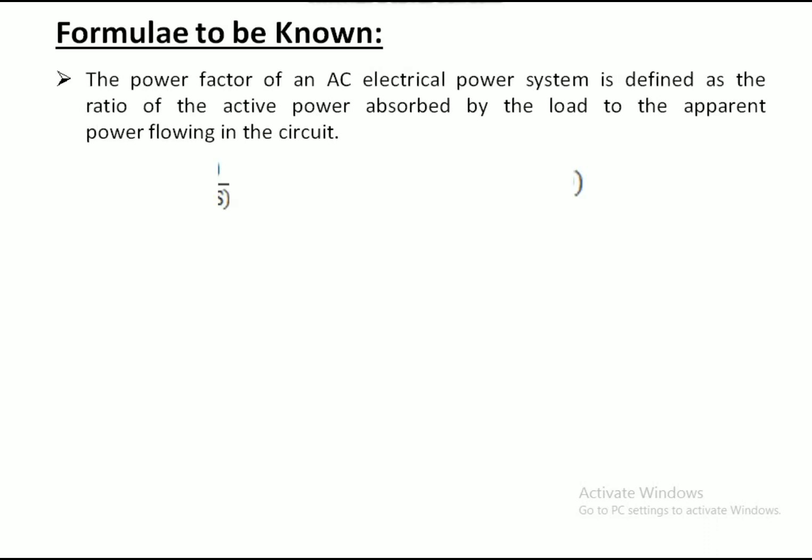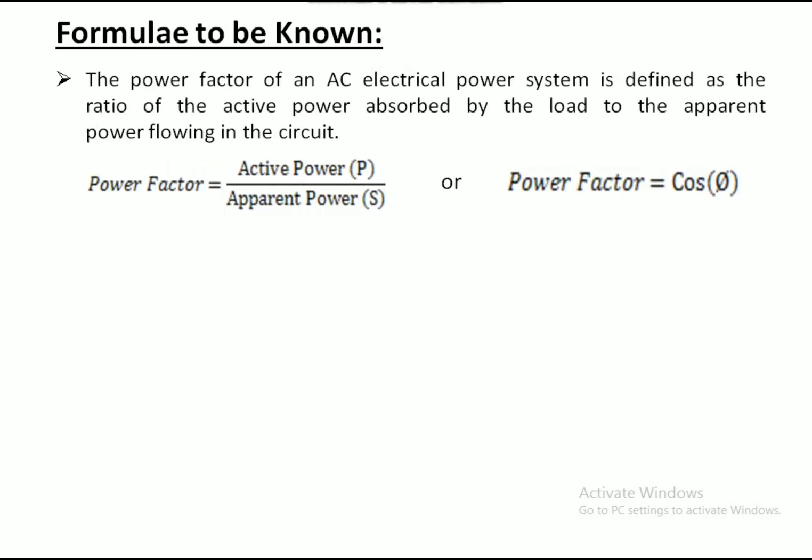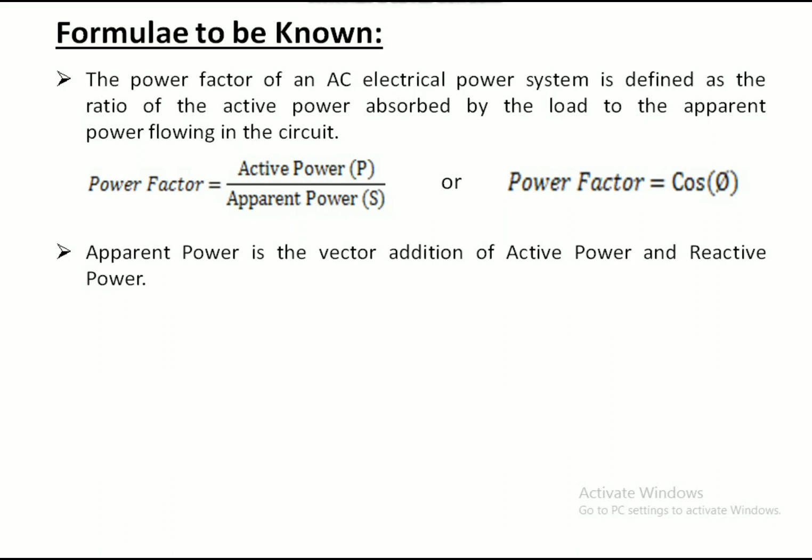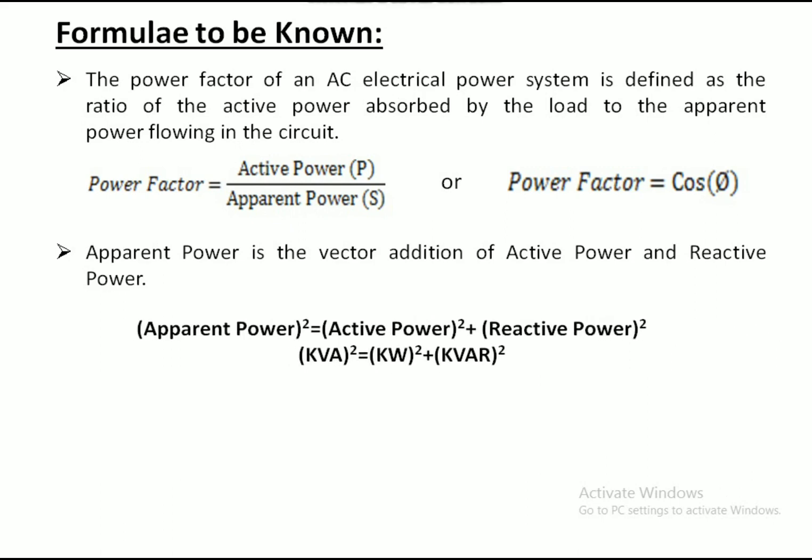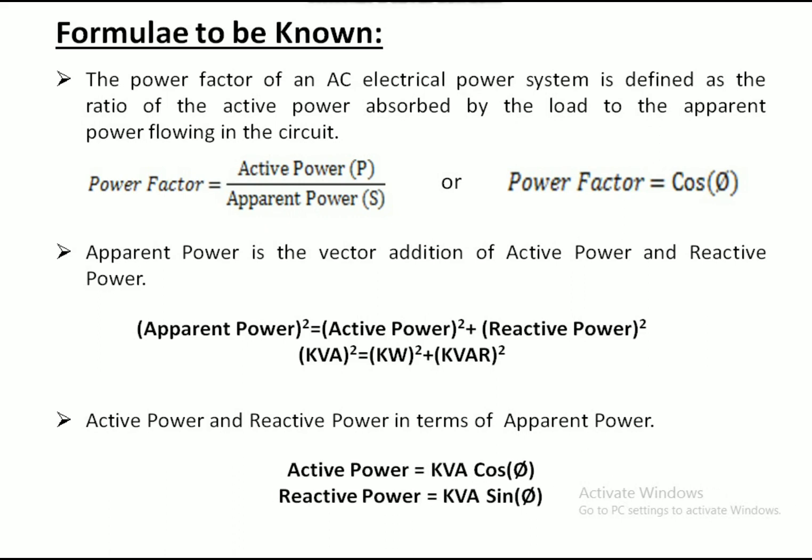As we know, the power factor of an AC electrical power system is defined as the ratio of the active power absorbed by the load to the apparent power flowing in the circuit. Apparent power is the vector addition of active power and reactive power. The active power is equal to apparent power times cos phi. The reactive power is equal to apparent power times sin phi.